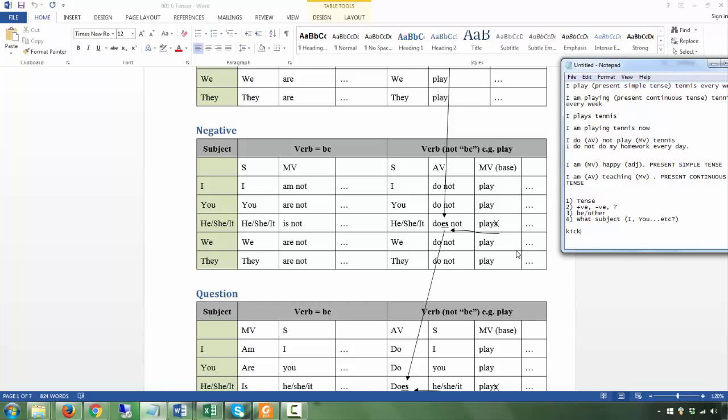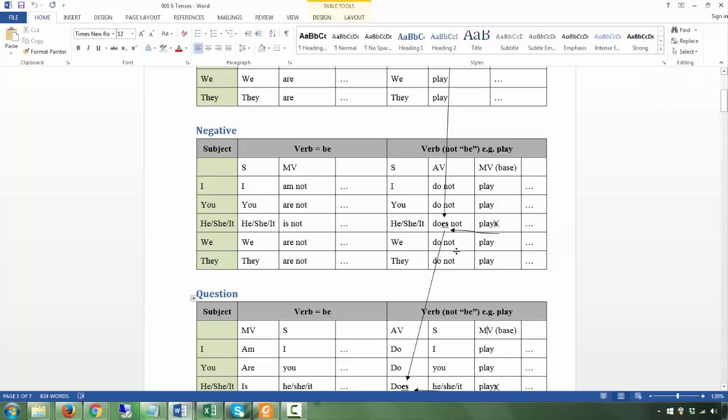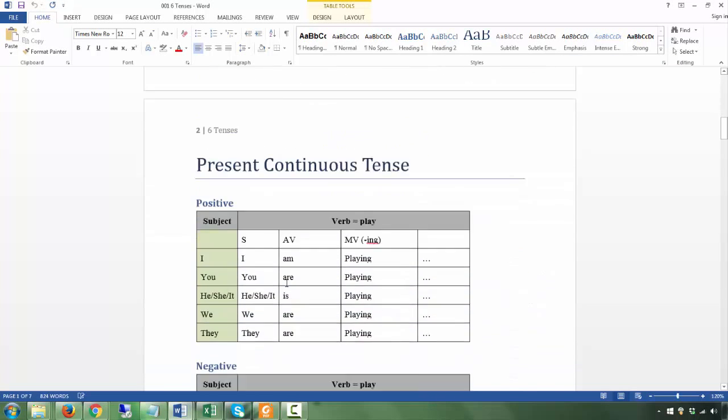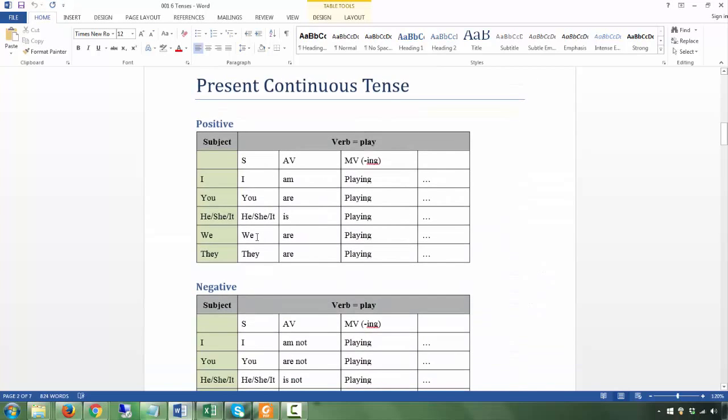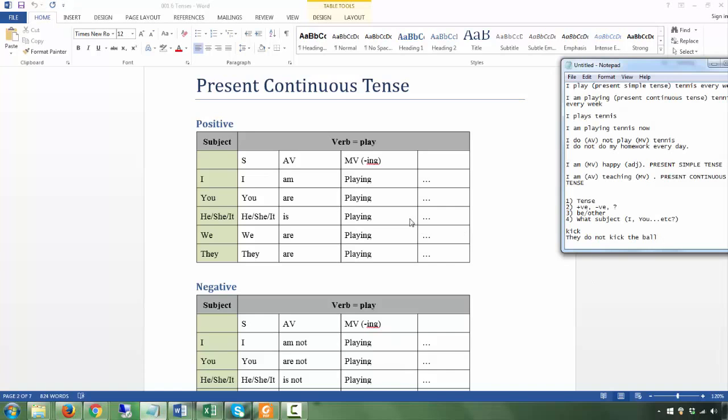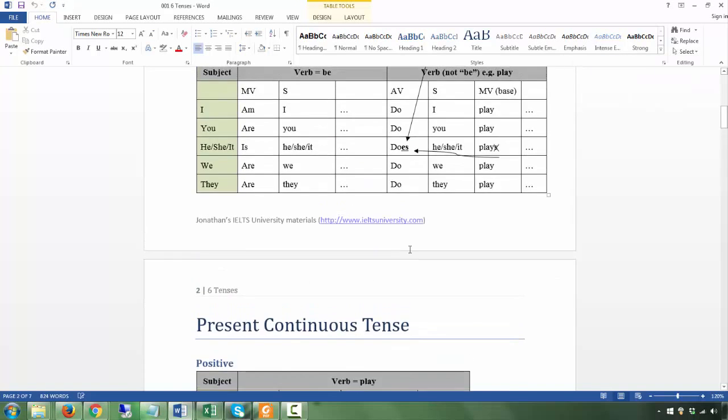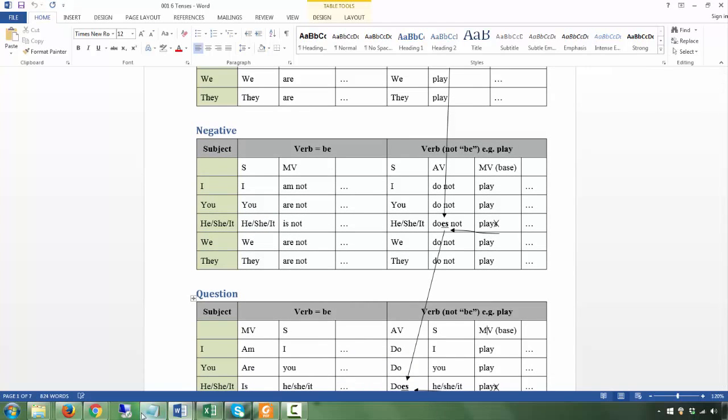What does it mean? Remember, if you say they do not kick the ball, are you saying that right now this is what they do not do? No, because right now uses a present continuous, so you should say they are not kicking. They are not kicking. So what does it mean by they do not kick the ball? It's not right now. If you want to say right now, it is they are not kicking the ball.